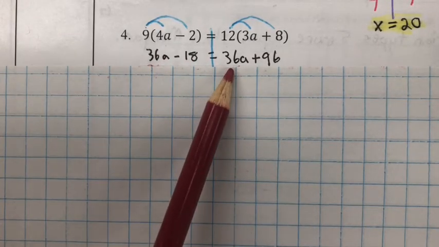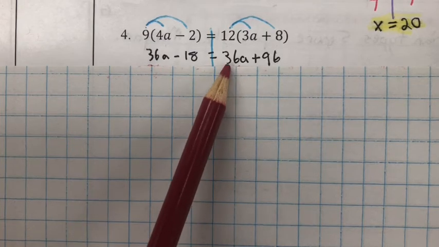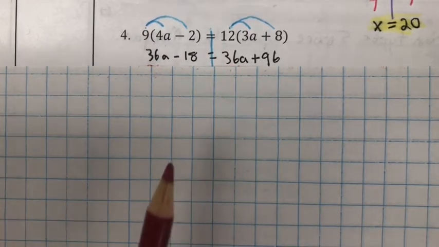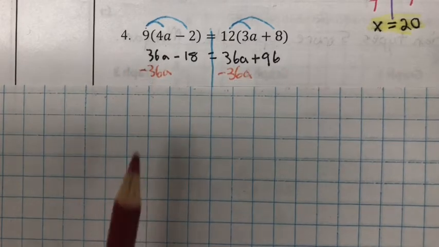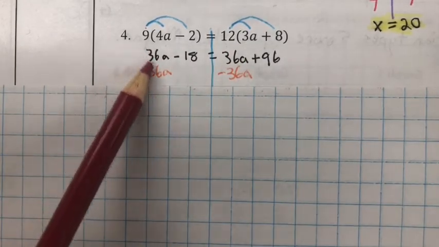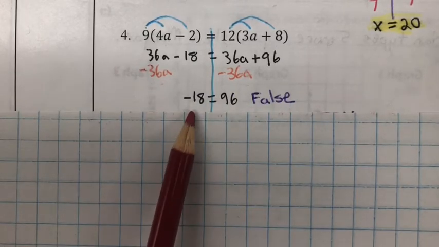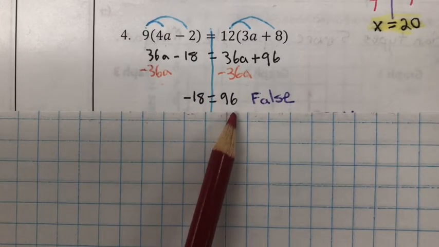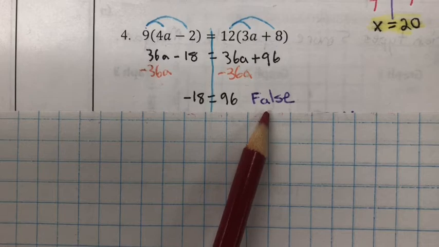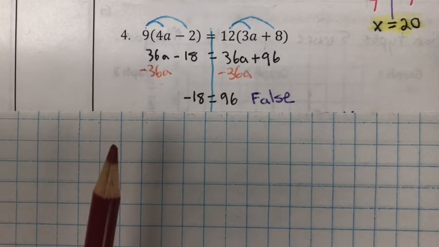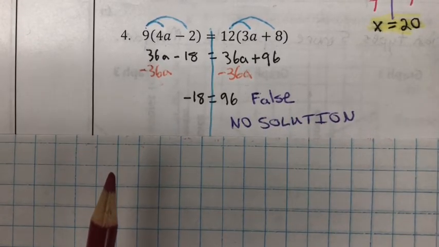Now we're going to move the variable to one side. And so we have a positive 36a there. So we're going to subtract 36a, zero pair, zero pair. And now we're left with negative 18 equals 96. Well, that's false. If you get a false statement, then there's no solution.